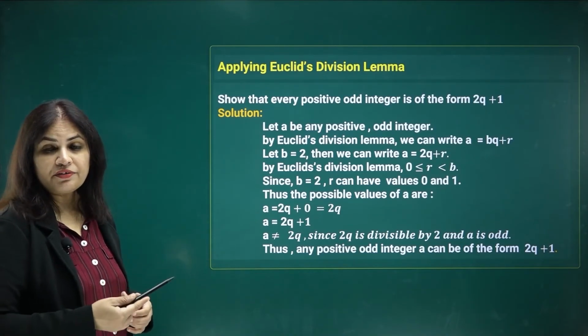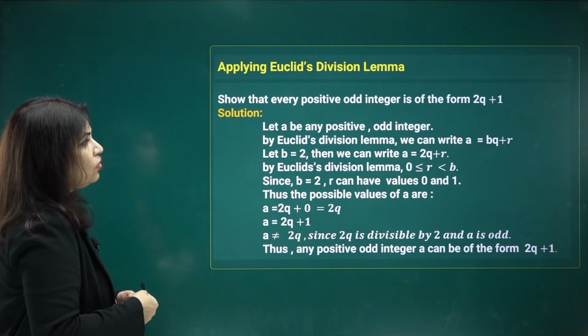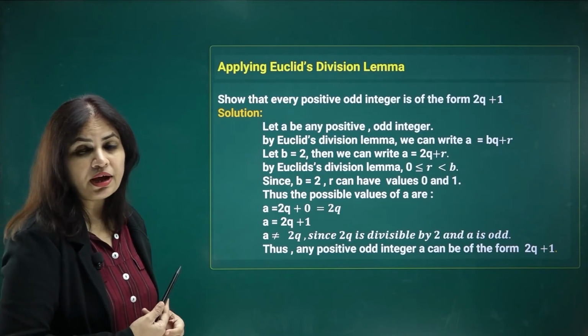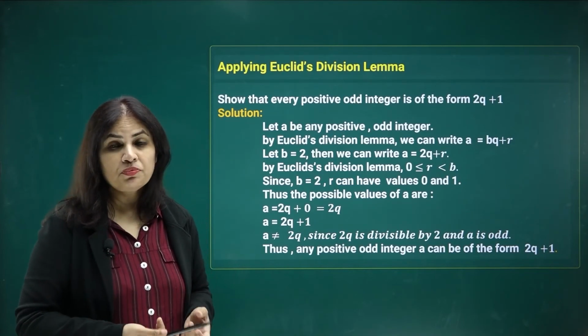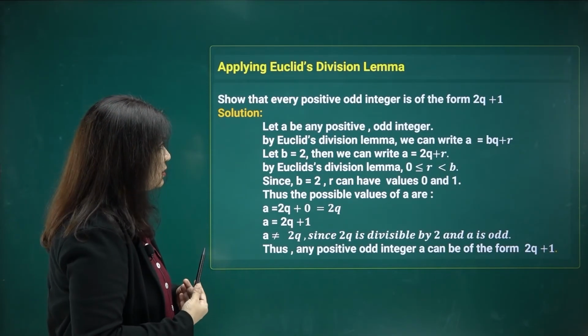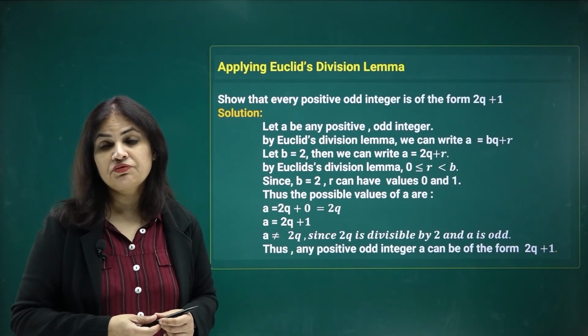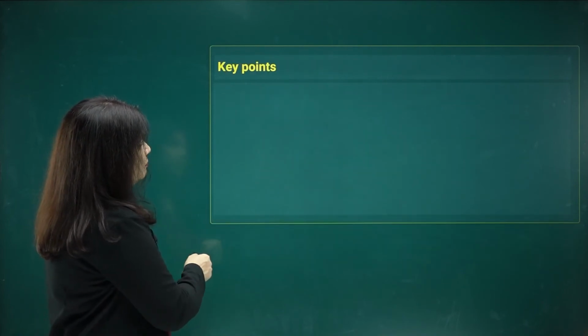This can be carried forward. We may have several questions of the same type. Sometimes you may be asked to prove that every positive odd integer which is a multiple of 3 is of the form 3q plus 1.